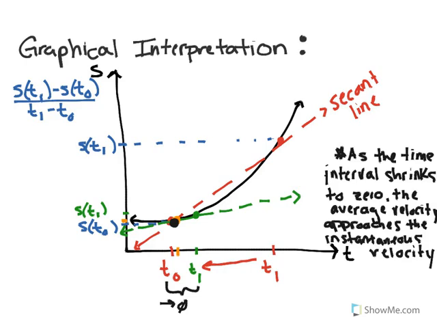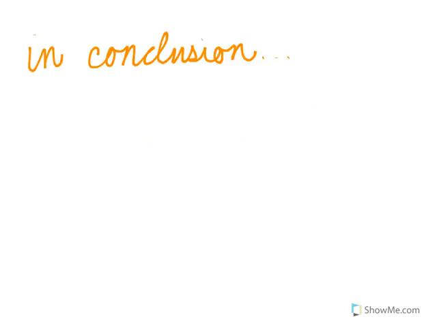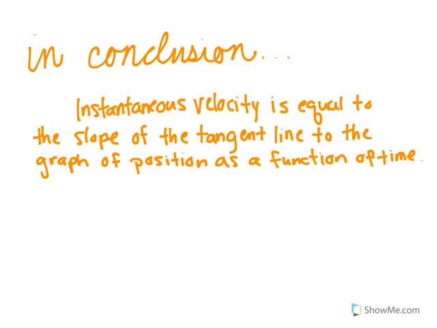So this is where our limit information kind of comes from. Especially when you see this word, approaches, that kind of sparks the idea of limit in your mind. So when we approach instantaneous velocity, we're also talking about limits. So to sum it all up, in conclusion, we say that instantaneous velocity is equal to the slope of that one single tangent line to the graph of position as a function of time. And that will conclude this tutorial.